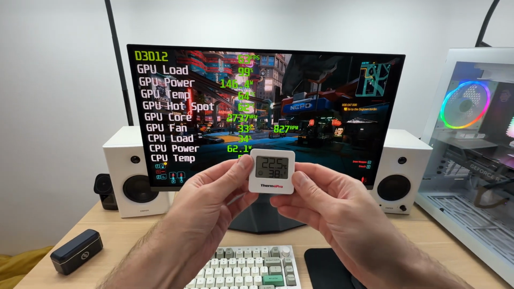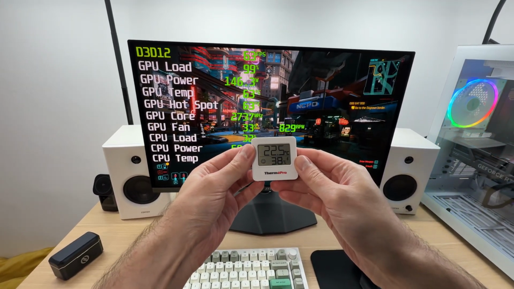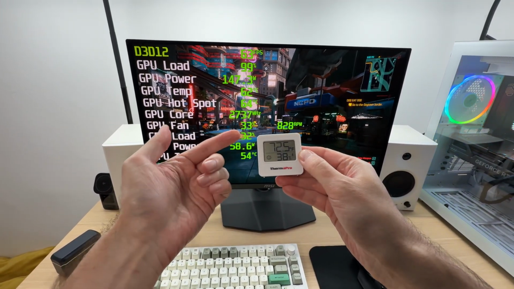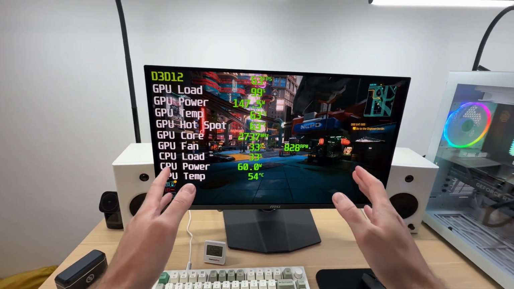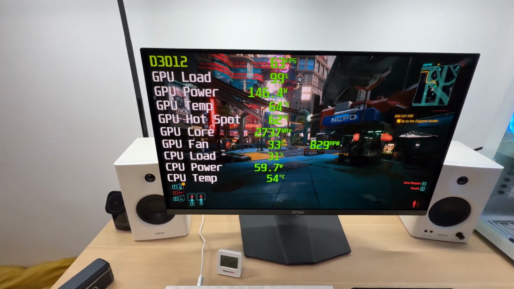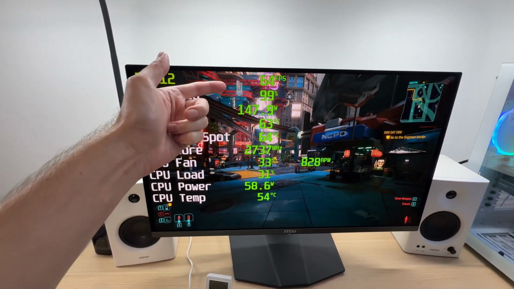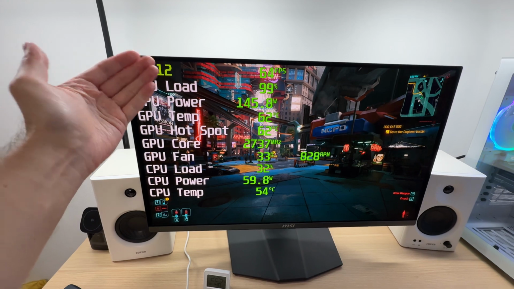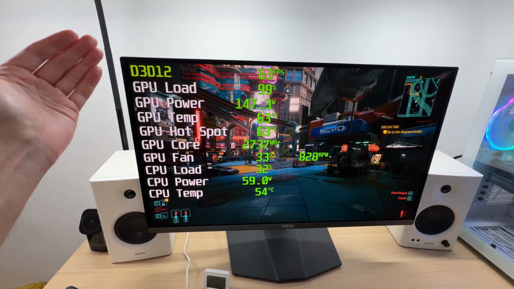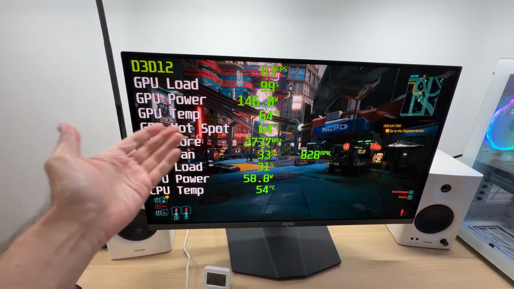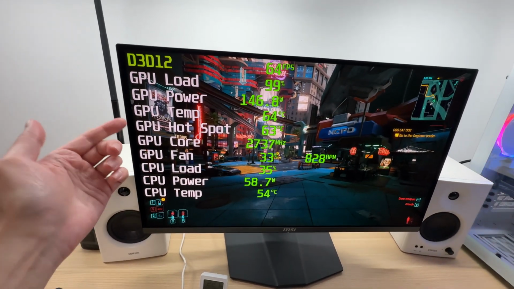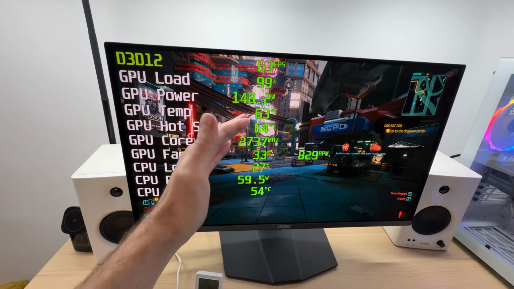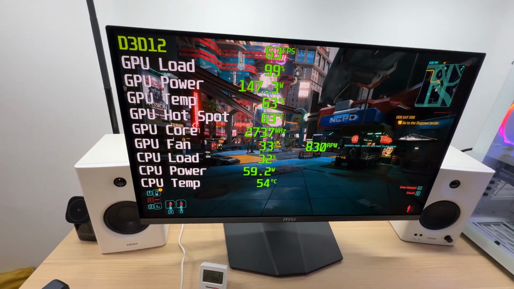The room temperature is roughly the same: 22.5 degrees Celsius, 72.5 Fahrenheit, but the GPU behavior changed. Now we have 63 to 64 FPS, so it's fluctuating now. The GPU power is at the same value, about 145 watts. The GPU temperature is quite a bit higher. It's hovering at around 63 degrees.